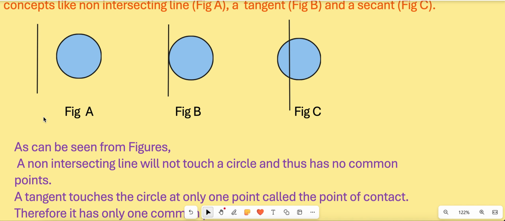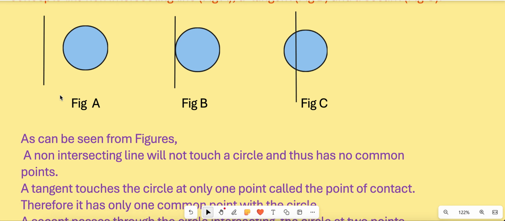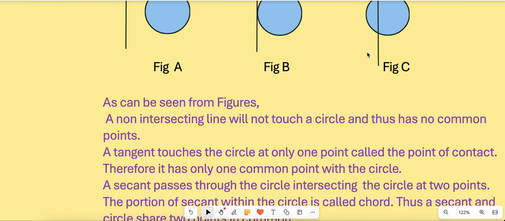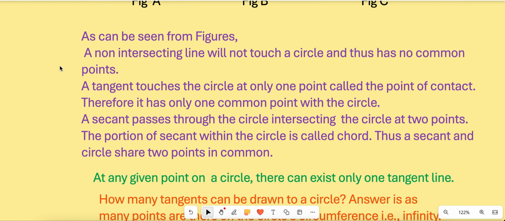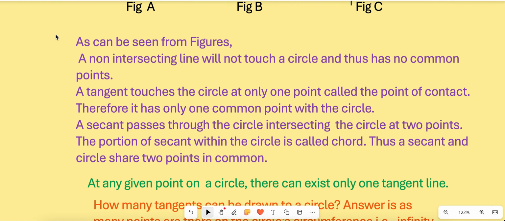As shown in figure C, you are able to identify that this line is intersecting the circle at two given points. And interestingly, the portion captured by the circle of this line is called a chord. So, a secant passes through the circle, intersecting the circle at 2 points. The portion of secant within the circle is called a chord. Thus, a secant and circle share 2 points in common.